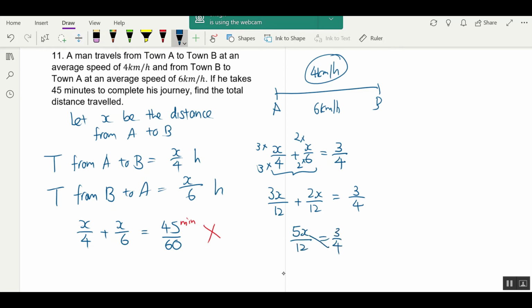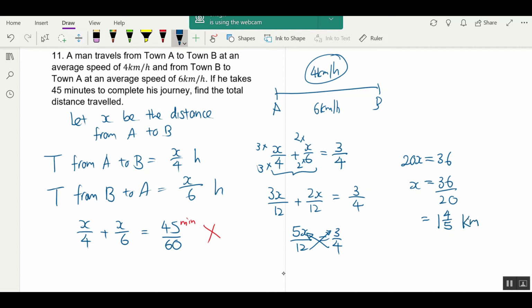Okay, 4 goes to him, 12 goes to him. 20x is equals to 36. X is equals to 36 divided by 20. Okay, and that would be 1 whole 4 over 5. And this is it. The x is the distance, so it's important that you know what you are doing. Okay, and this will be in kilometer.